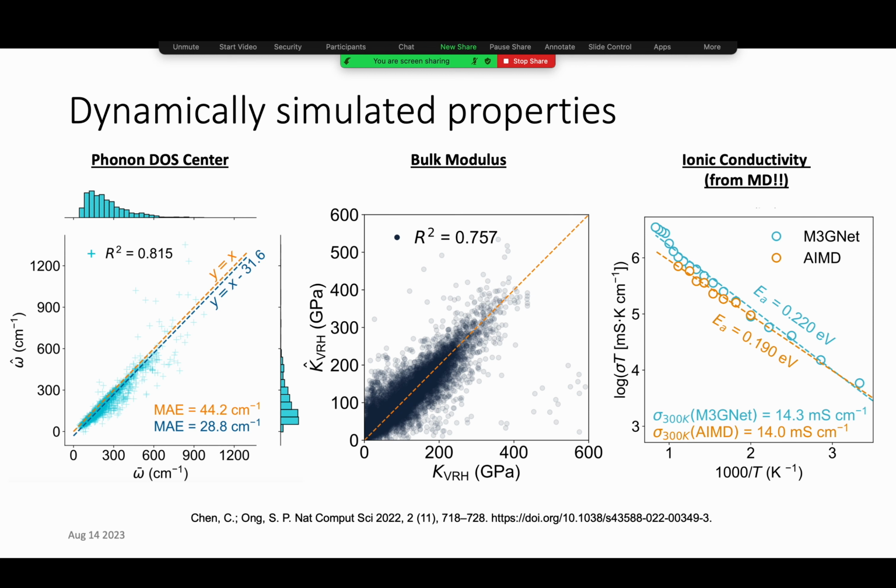And of course the interatomic potential has applications other than just calculating energies and relaxing crystal structures, right? We can now dynamically simulate a lot of properties that would otherwise be very expensive to do in ab initio calculations. We can calculate the phonon density of states. You can see that the agreement again between DFT and the M3GNet potential is pretty good. We can calculate the bulk modulus. We can even do MD simulations to get the ionic conductivity. And here I show you an example of one lithium superionic conductor, and you can see that again the agreement between the M3GNet simulated ionic conductivity and the AIMD conductivity is pretty good.